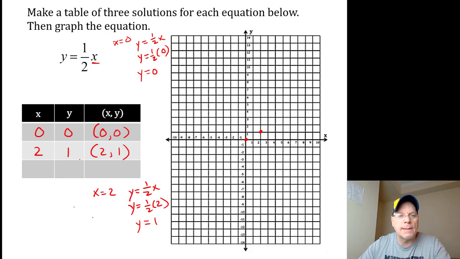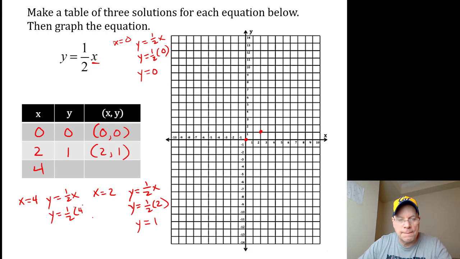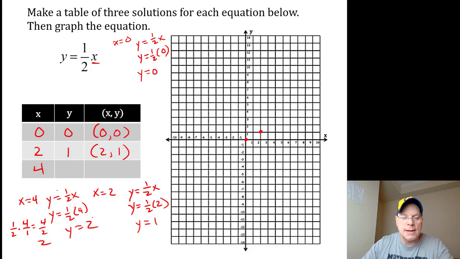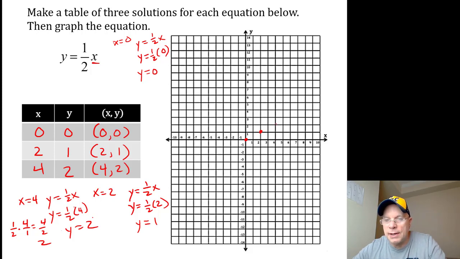Actually, I don't want to do that. All right. I could pick any even number. I could pick 4. If I input 4 for x, we still have the same equation always, y equals 1/2 x. So y equals 1/2 multiplied by 4. Some students like to represent that as 4 over 1. So we get 4 over 2. 4 divided by 2 is 2. Or I could just realize half of 4 is 2. So when the input is +4, the output is +2. 4, 2. 4 to the right and up 2.